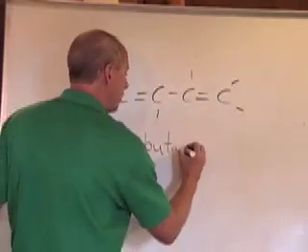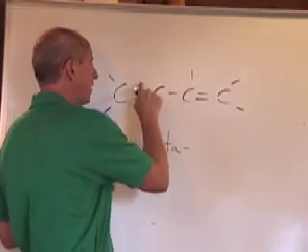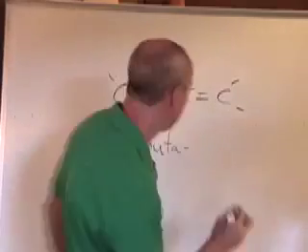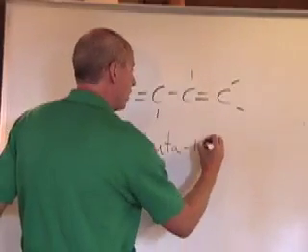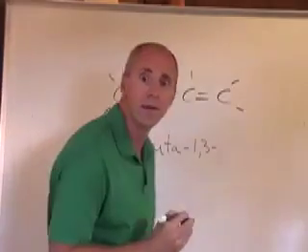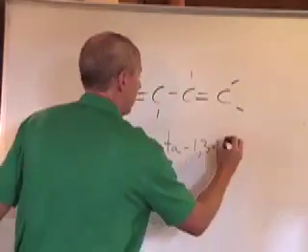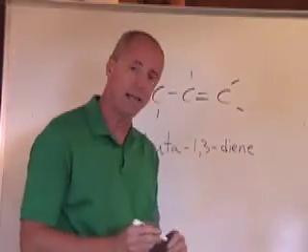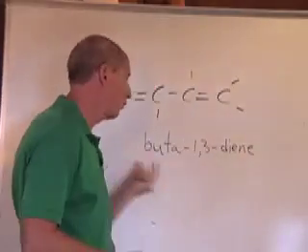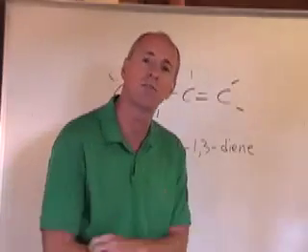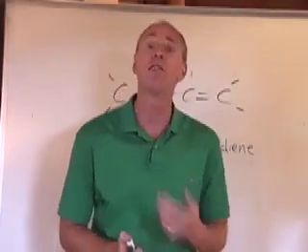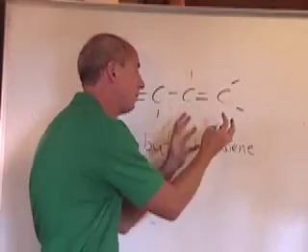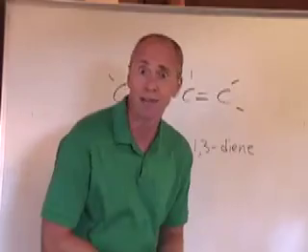So it's buta what? Well, there's a double bond at the 1 and the 3. So it's, get ready, buta-1,3-diene. It used to actually be called 1,3-butadiene. They separated the numbers and the letters. It flowed nicer, but this actually explains it better, I guess.